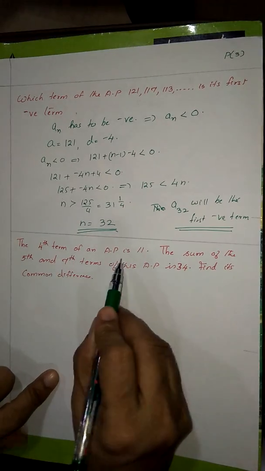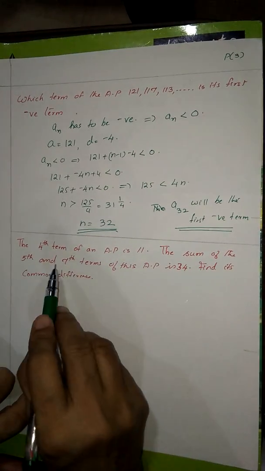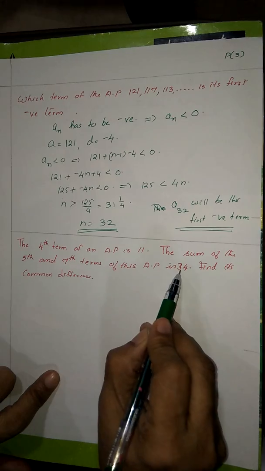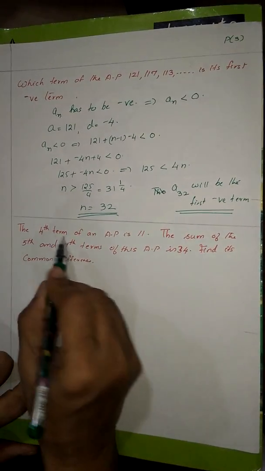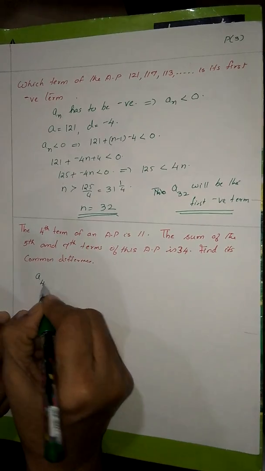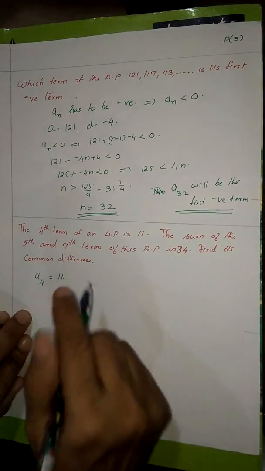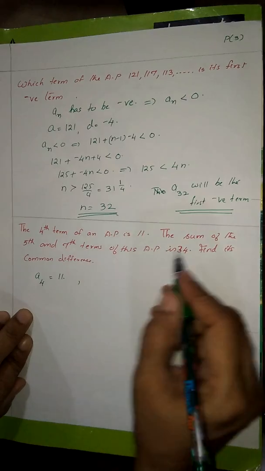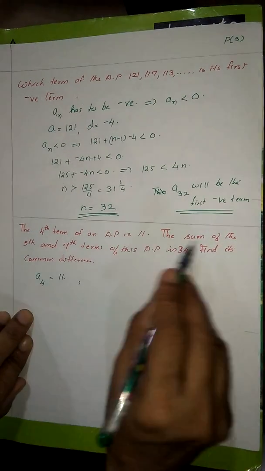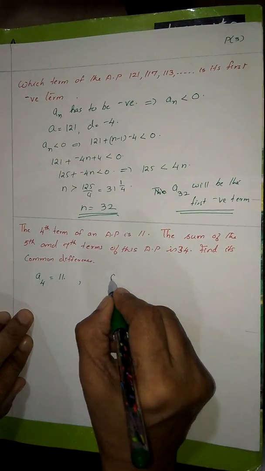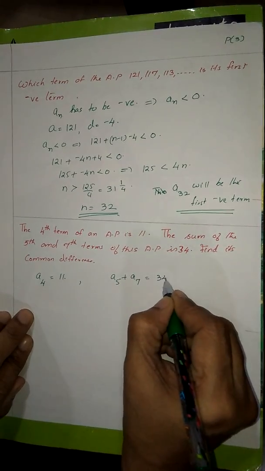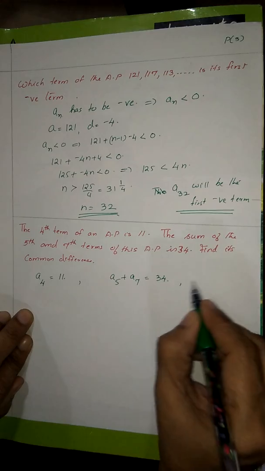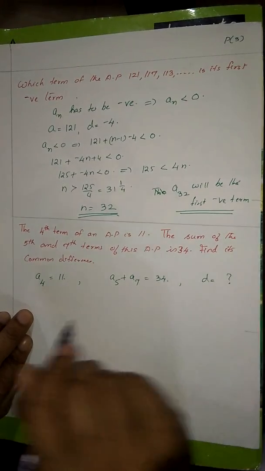The fourth term of an AP is 11. The sum of the fifth and seventh terms of this AP is 34. Find its common difference. So A4 is equal to 11. First we will write down what has been given. The sum of the fifth and seventh term, so A5 plus A7 is equal to 34. Now you have to find D.